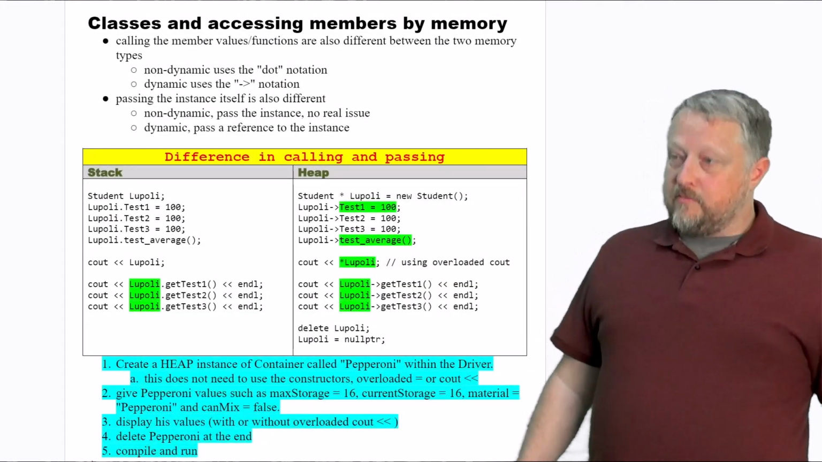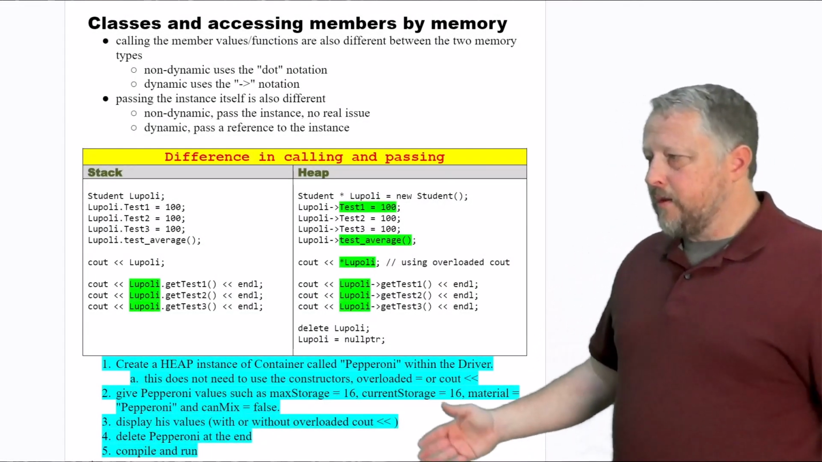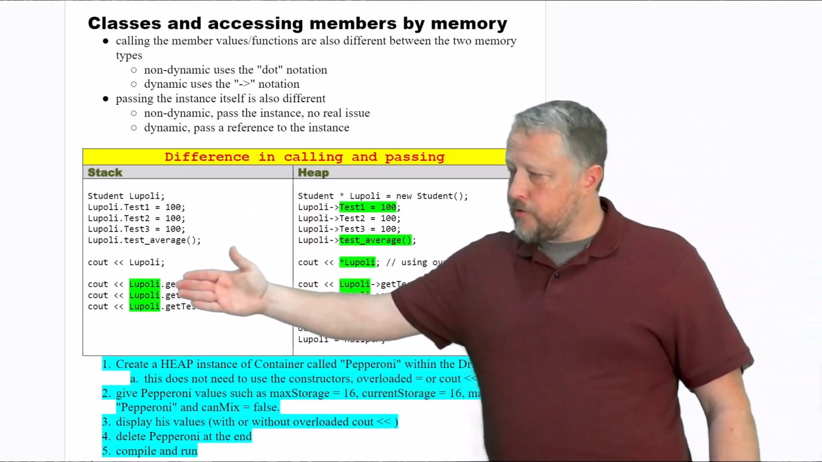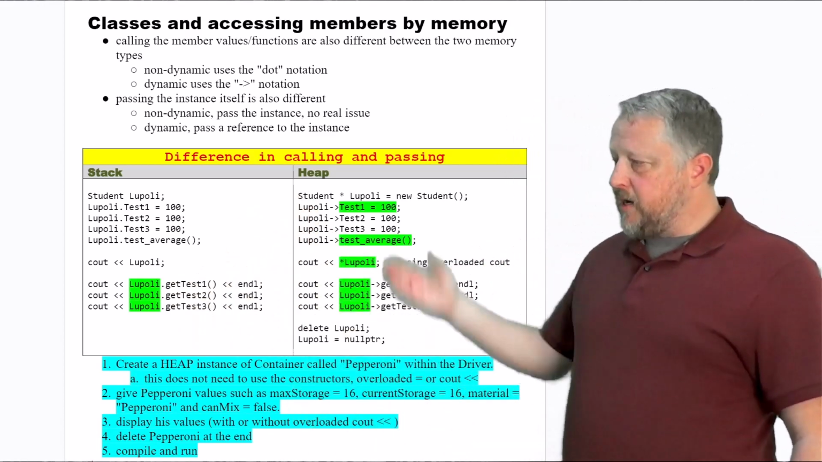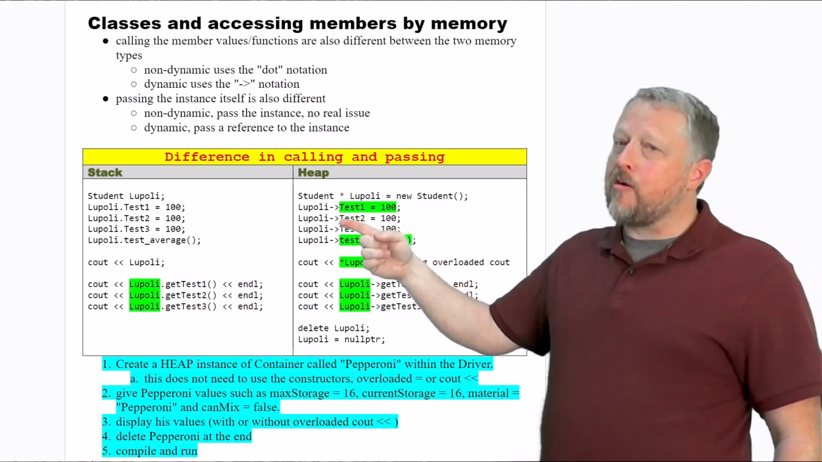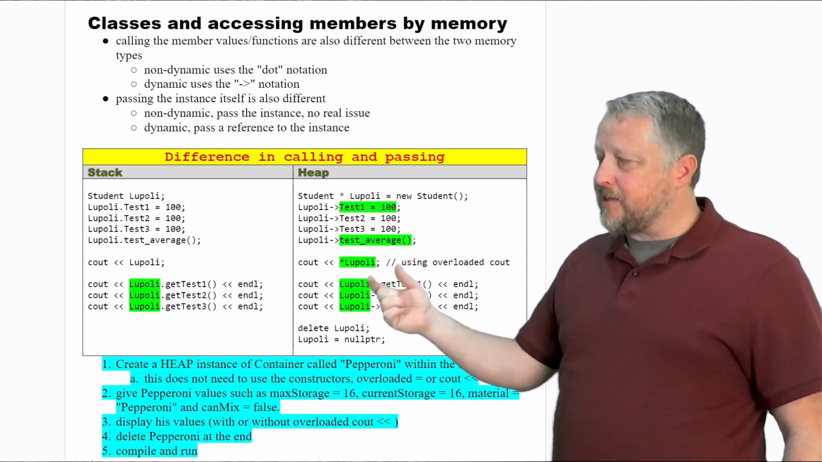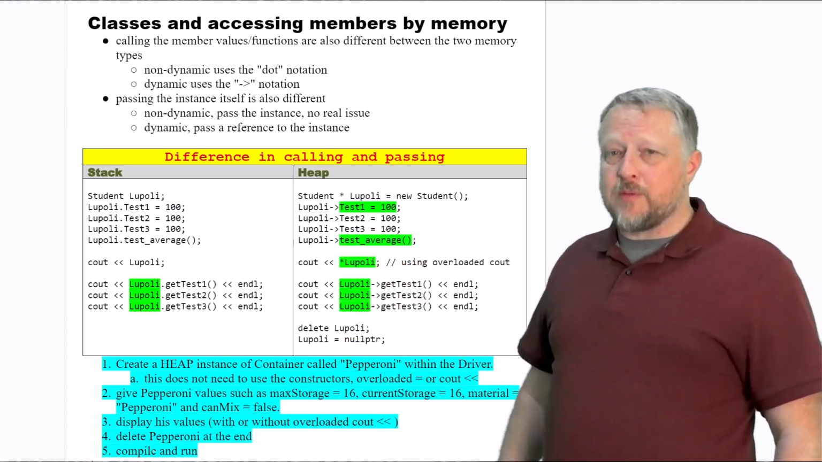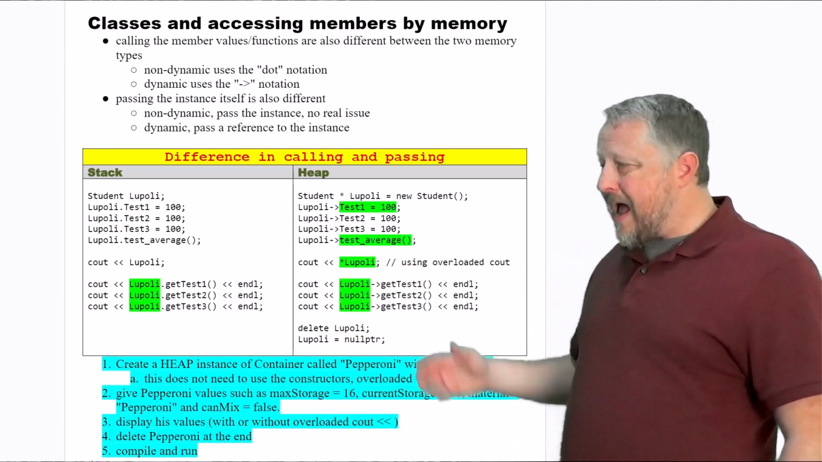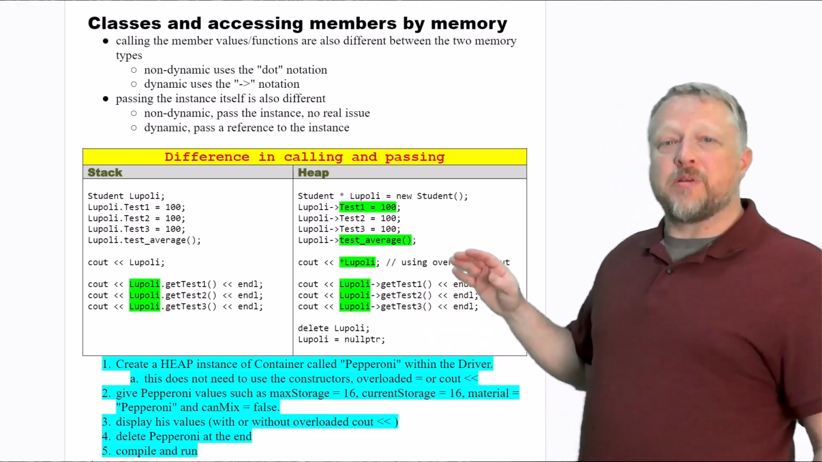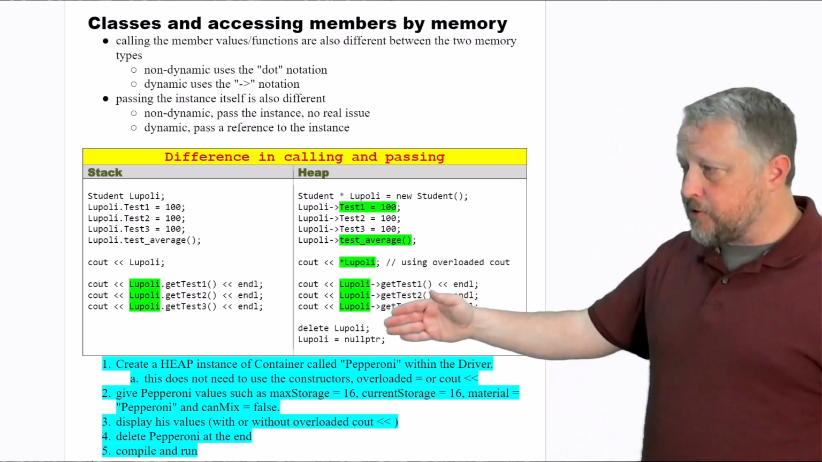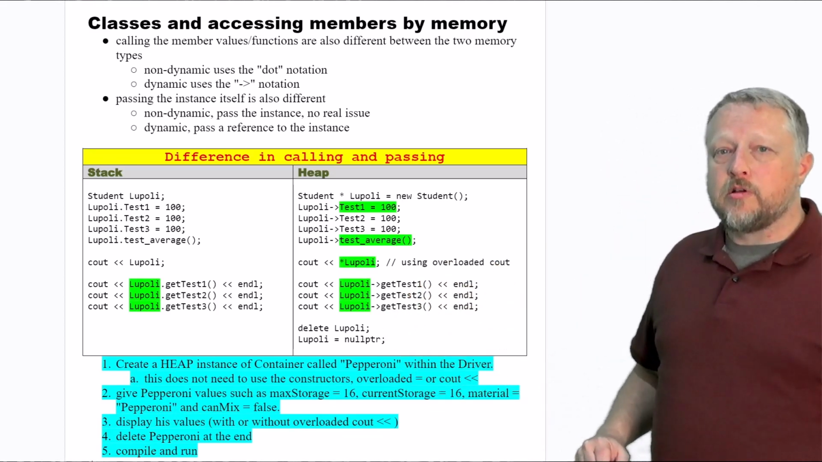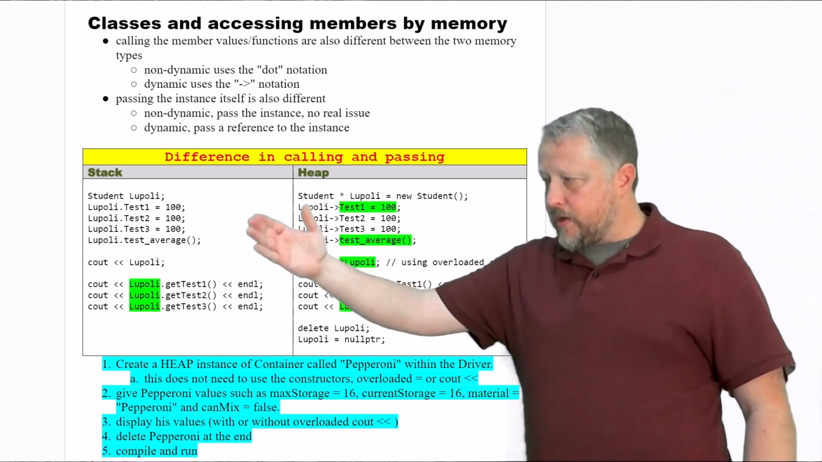Here we go with the heap memory issue. With the stack, I can use the dot notation. With the heap, I have to use the arrow notation to start accessing different members, or not just the arrow, but sometimes also the star, in order to access the information for that particular instance. So there's the deletion that we have at the very end too. So that's the big difference between using stack and heap.